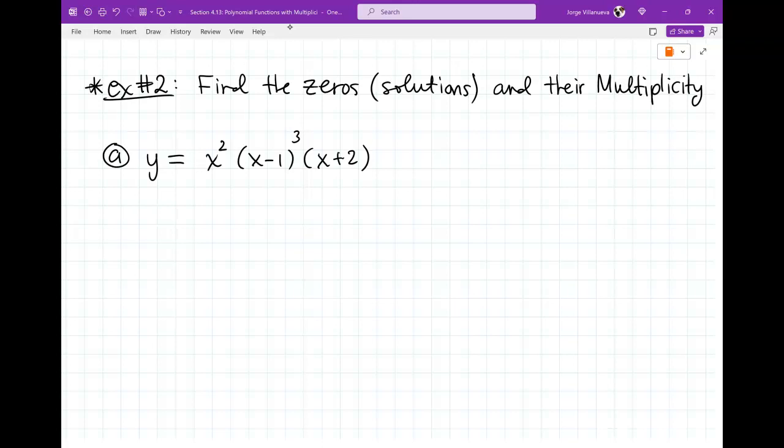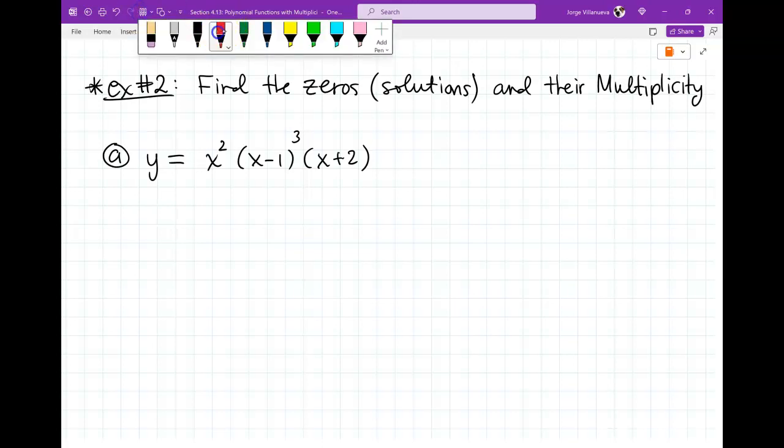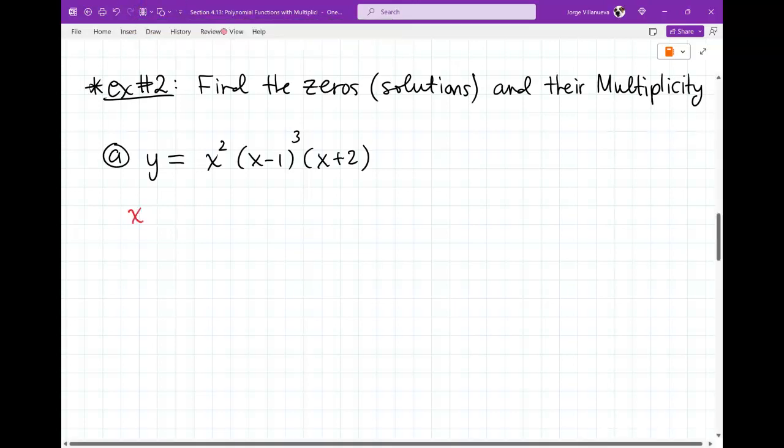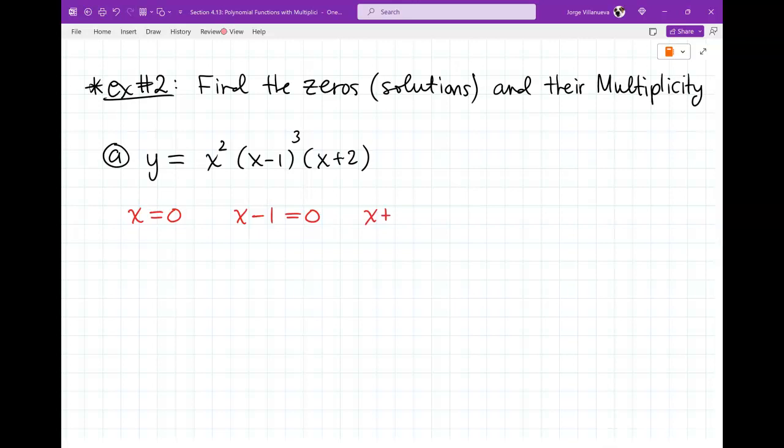Now, when you're solving for multiplicities, you don't have to worry about the powers that are out there. You do have to think about them. Don't forget about them. But when we're solving for it, we're not going to think about the powers. We're just going to look at the factors, right? There's an x squared, x minus 1 cubed, and an x plus 2. The only thing I'm worried about is setting x equal to 0, x minus 1 equal to 0, x plus 2 equal to 0.